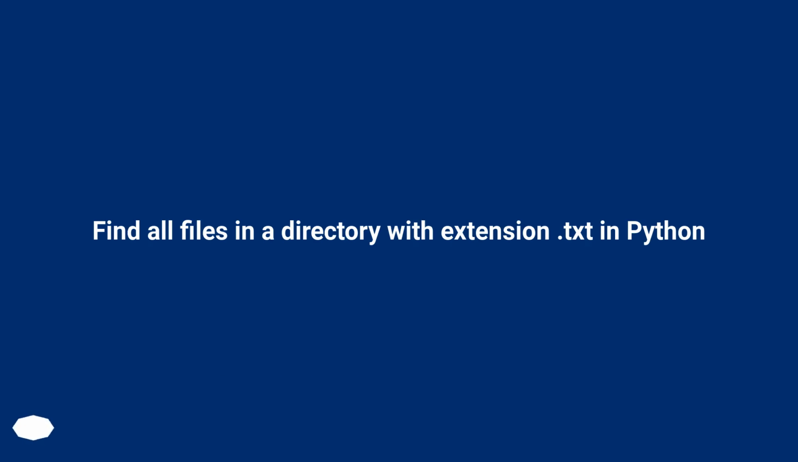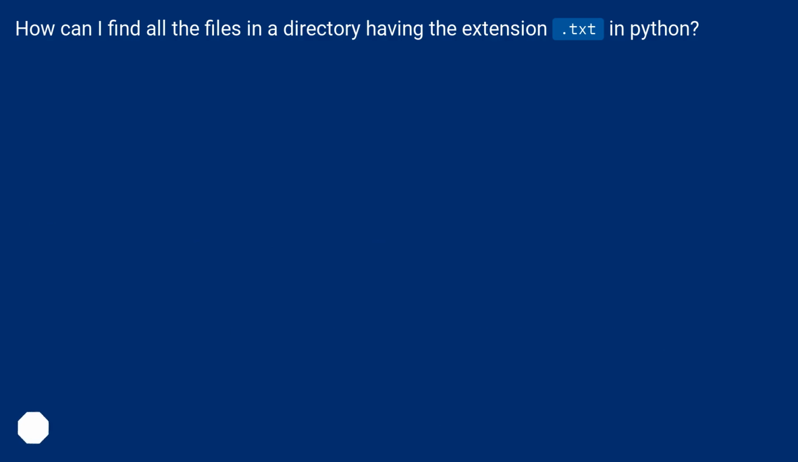Find all files in a directory with extension .txt in Python. How can I find all the files in a directory having the extension .txt in Python?